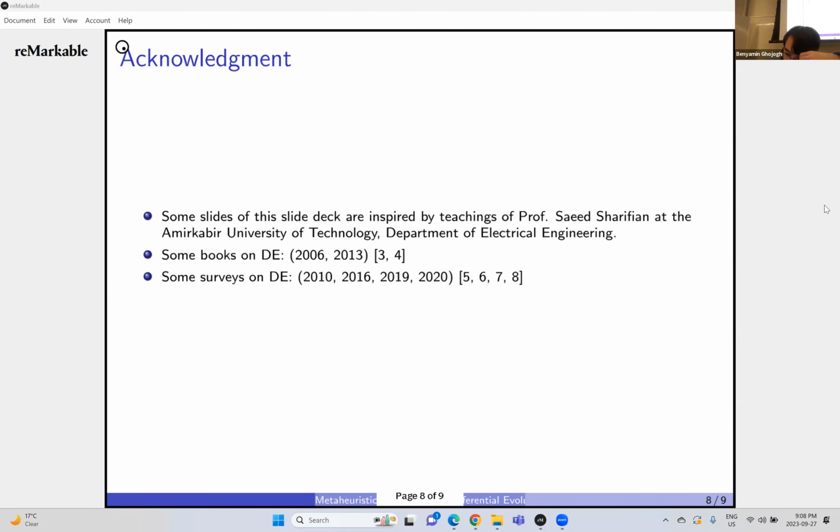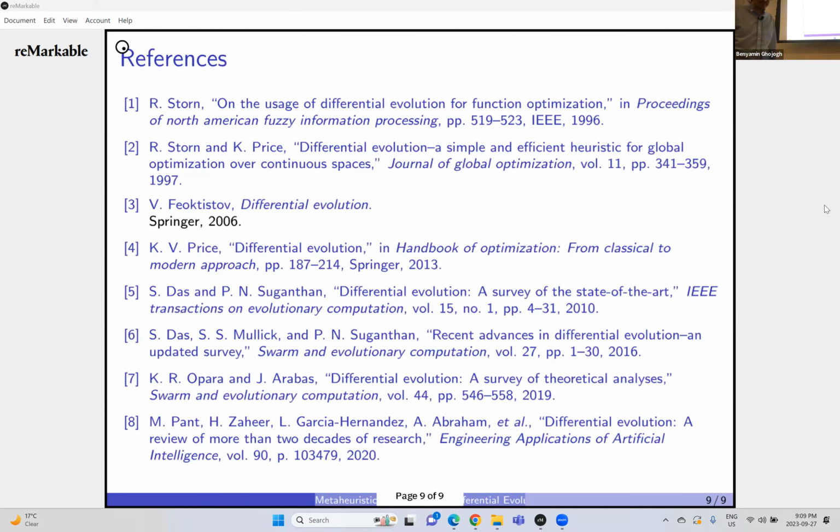Again, I acknowledge Professor Saeed Sharifian at the Amirkabir University of Technology. Some good books on differential evolution: you can see references 3 and 4, published in 2006 and 2013. So there are books on that. Some surveys on differential evolution: these references in 2010, 2016, 2019, 2020. So we have recent surveys on them. And these are the references.